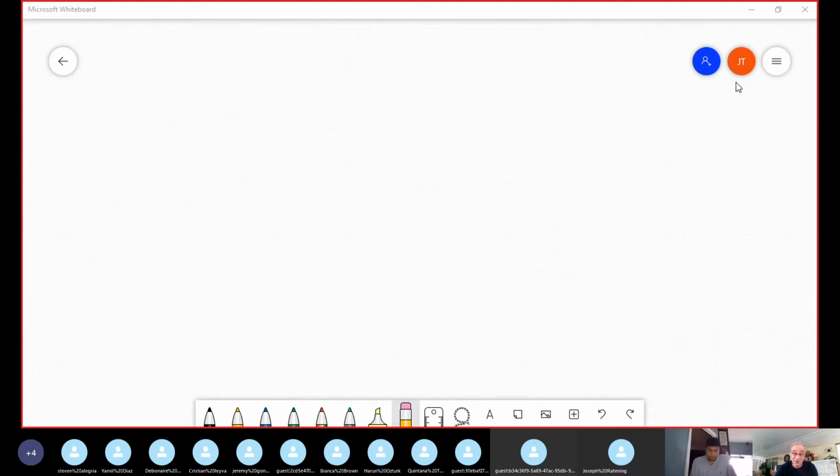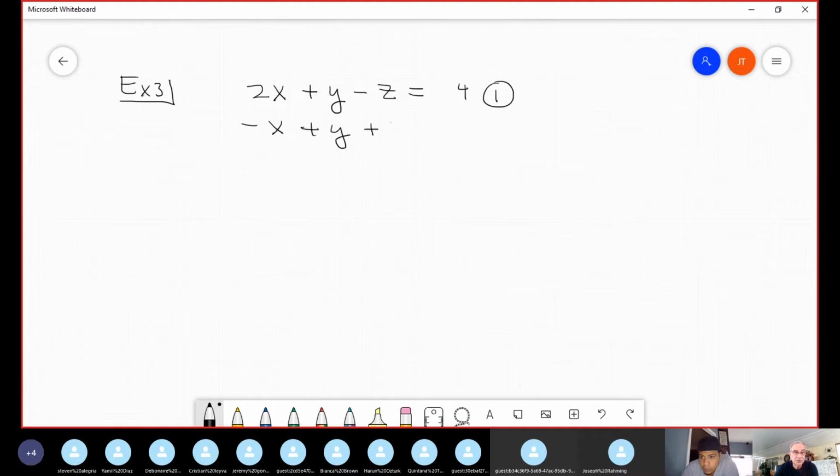The third example. You help me a little bit. Number one, you help me to understand what is the classification of this system. And also, using GeoGebra, we determine how many solutions we have. Okay, it's 2x plus y minus c equal 4, equation 1. Minus x plus y plus 3z equal 1. And that's it. This is my system.